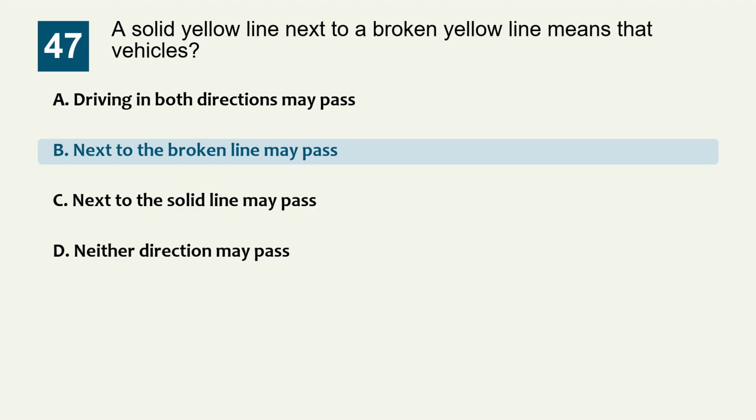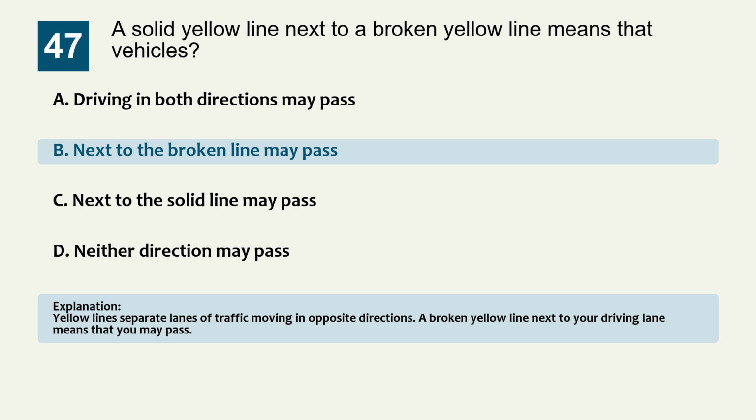The correct answer is option B. Next to the broken line may pass. Yellow lines separate lanes of traffic moving in opposite directions. A broken yellow line next to your driving lane means that you may pass.